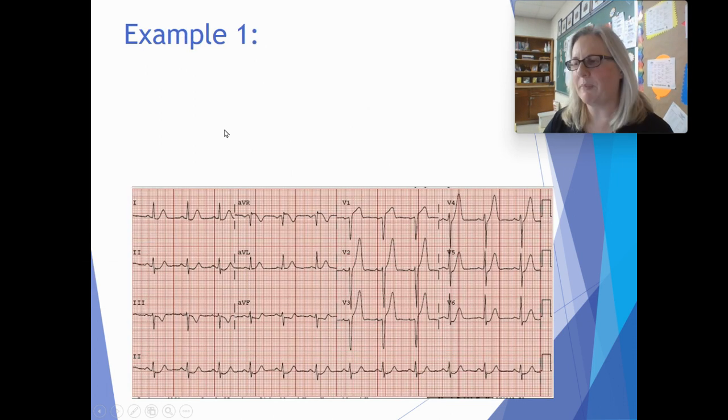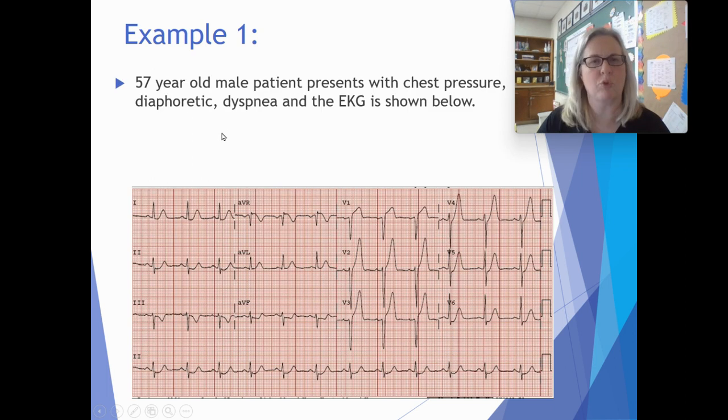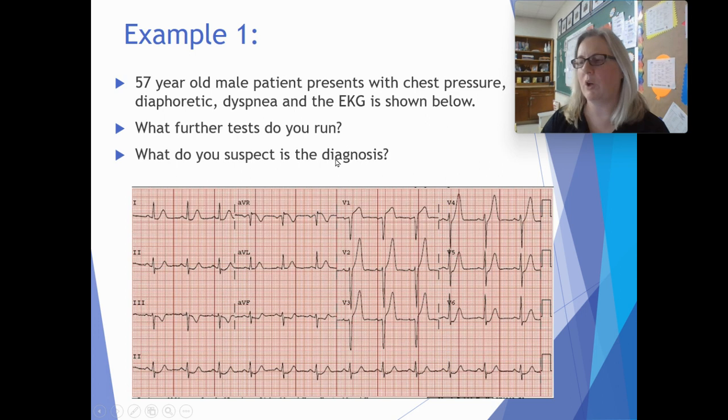All right, so let's go through some examples. We're going to talk about some of these patients and see if we can come up with some sort of interpretation. So this is a 57-year-old male patient. He presents with chest pressure. He's diaphoretic. He has dyspnea, and the EKG is shown below. So what other further tests do we run, and what do we suspect is this diagnosis or interpretation?